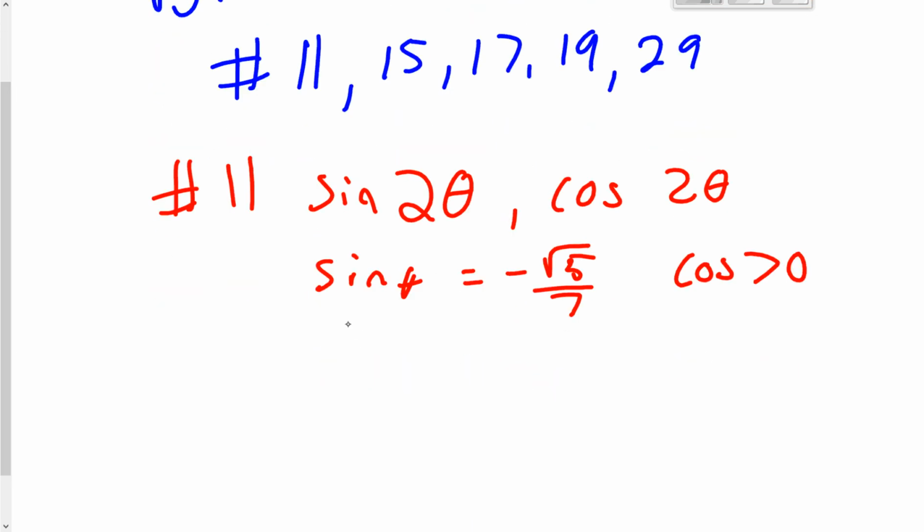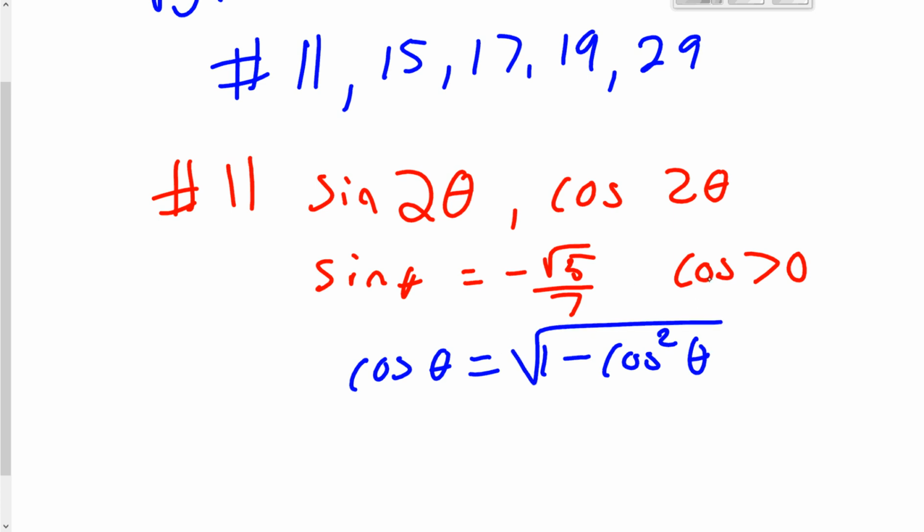Okay, so we can go ahead and use the Pythagorean identity that says cosine of theta equals the square root of 1 minus sine squared of theta. And we know this is positive because it says that cosine is positive. So we go ahead and square sine, so that would be positive, right?